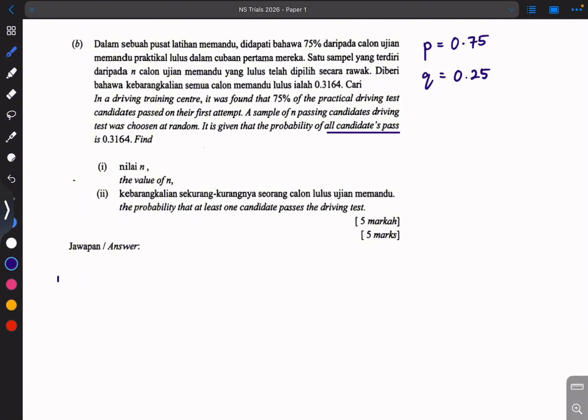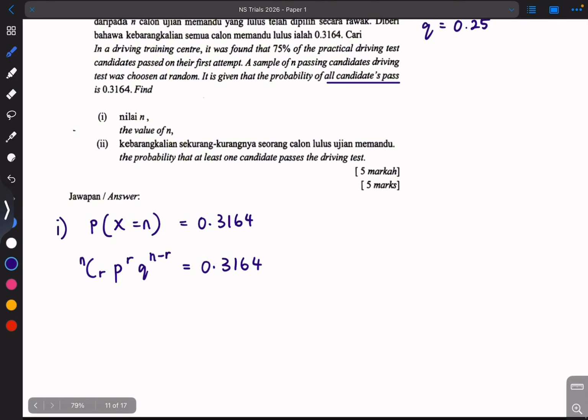So here they said the probability of all candidates passing. Altogether we have n candidates. So the probability of all n of them passing is 0.3164. Since this is a binomial distribution, our formula would be nCr, p to the power of r, q to the power of n minus r. So now we sub in the values. Out of n, all n pass. So our r would also be n.